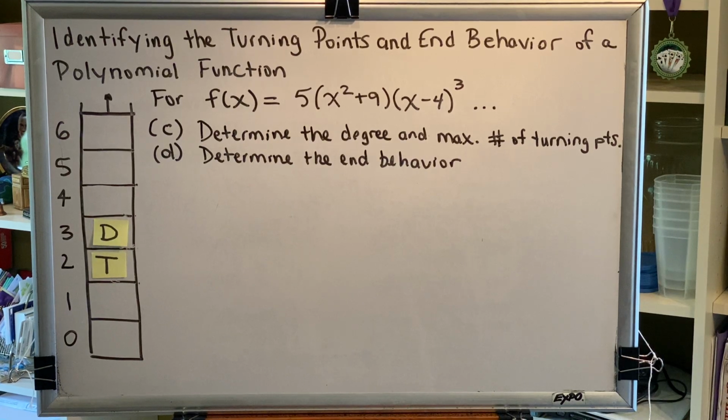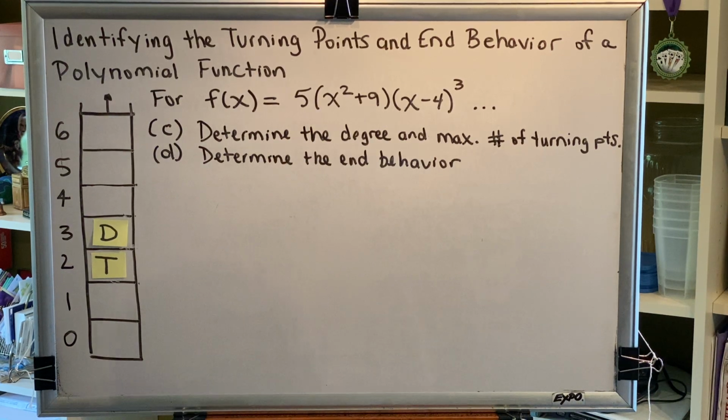The topic of this video is identifying the turning points and end behavior of a polynomial function. Let's look at a problem. For f of x equals 5 times (x squared plus 9) times (x minus 4) cubed. Part C, determine the degree and maximum number of turning points. Part D, determine the end behavior.